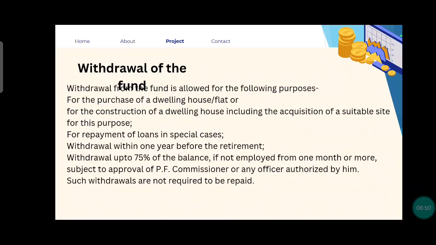Next, if an employee needs money urgently, they can withdraw from the PF, but the employer or the industry may have certain criteria. The first is purchase of a house. The second is construction of a house. The third is repayment of loans. The fourth is withdrawal within 1 year before retirement, up to 75% of the balance, or if not employed for 1 month. These are the withdrawals of the fund. If the employee needs money, they have to fulfill these criteria to withdraw.